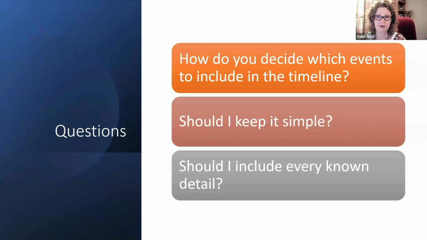So here's a specific question. How do you decide which events to include in the timeline? Should I keep it simple? Should I include every known detail? So of course, this is just unique to you. It's add what you think would be best. But I do have some examples and some principles that maybe will help you to decide.